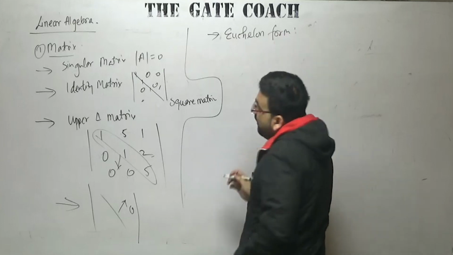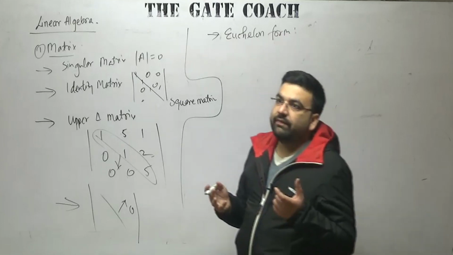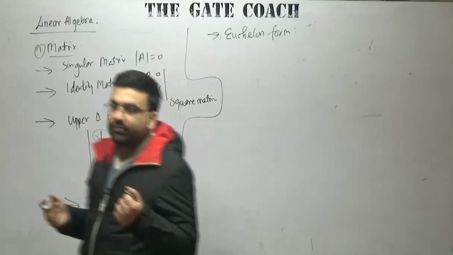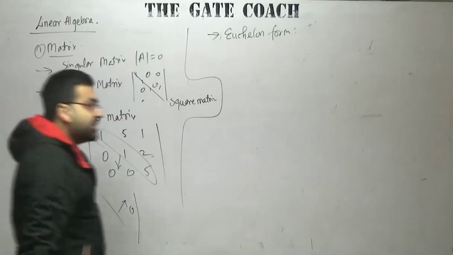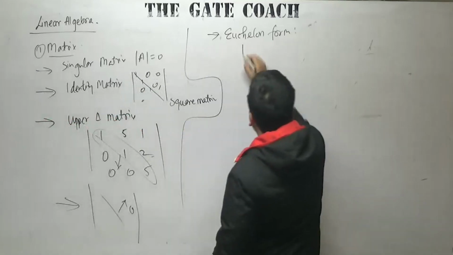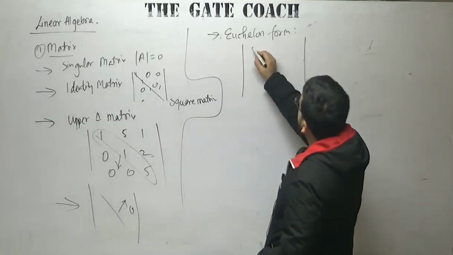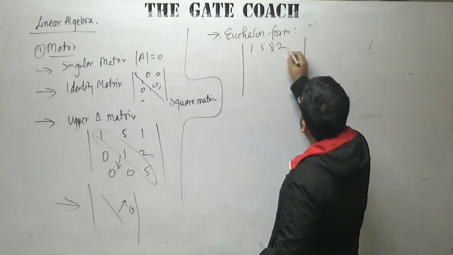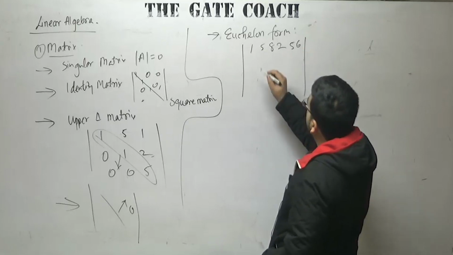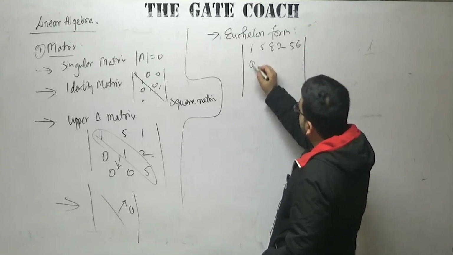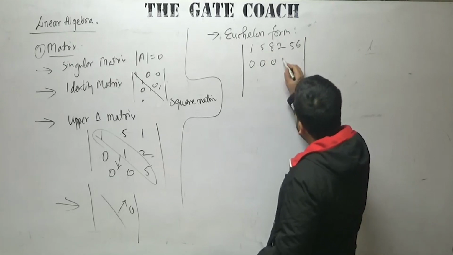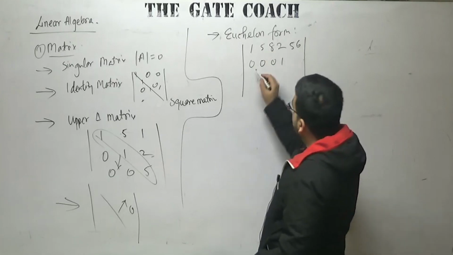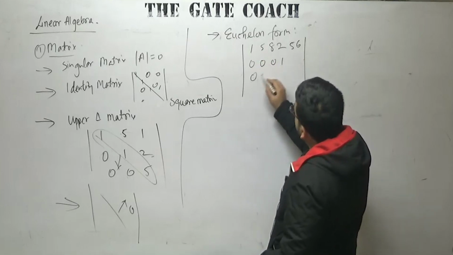Now what is an Echelon form? It is also a type of upper triangular matrix, but the principal diagonal always starts with 1. For example, we can have a matrix 1, 5, 8, 2, 5, 6. Then we have 0, and it can also be 0, but the first element will always start with 1. Then all the other elements 0, 0, 0.